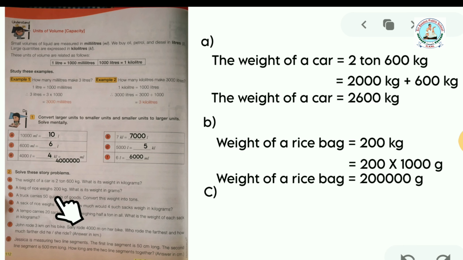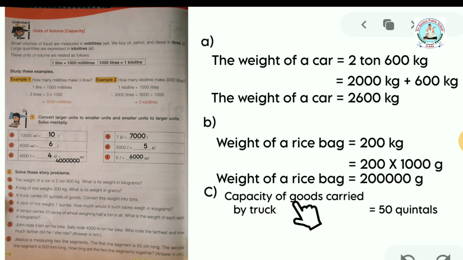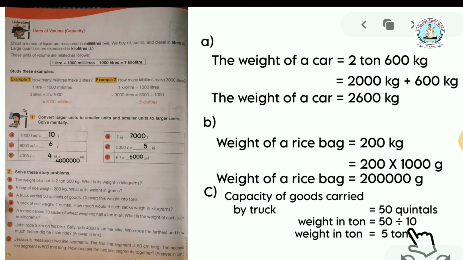Look here, quintal. We are moving from quintal to ton, which means we are moving from smaller unit to bigger unit, so we have to perform the division operation here. The capacity of goods carried by the truck equals 50 quintals, and we have to express this in tons. The given number must be divisible by 10, because the relation between quintals and ton is 10. So when you divide 50 by 10, the answer would be 5 tons. So the weight of goods carried by the truck is 5 tons.